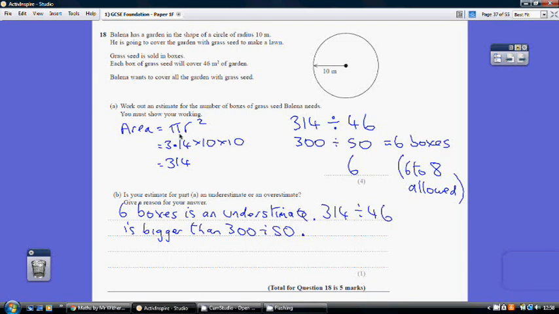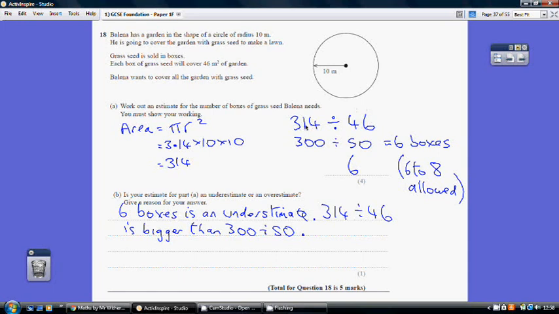So we know that the area of a circle is pi r squared. So pi, let's use 3.14, and the radius is 10, so it's 3.14 times 10 times 10, which is an area of about 314 meters squared. Now if we had a calculator, we would do 314 and divide this by the 46 meters squared. We're saying we've got that number of meters squared of grass to cover, each box covers this. So that's what we would like to do, but we need to estimate.